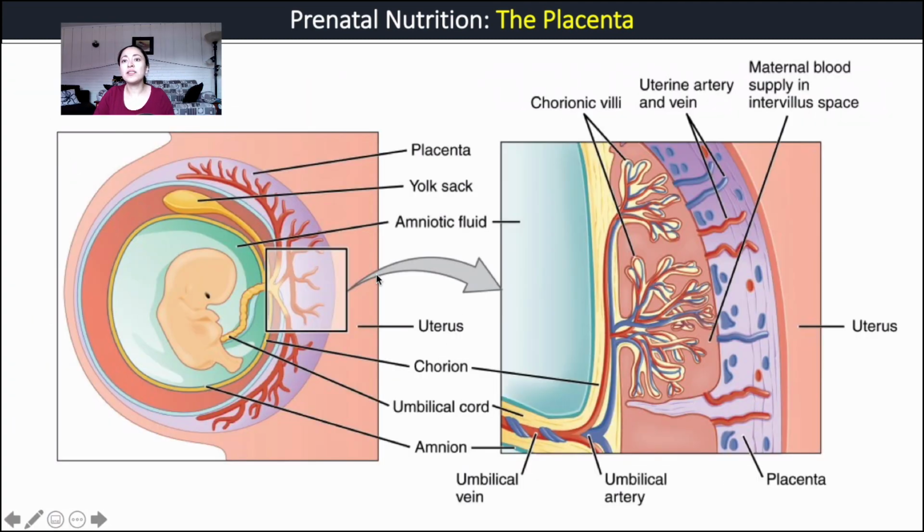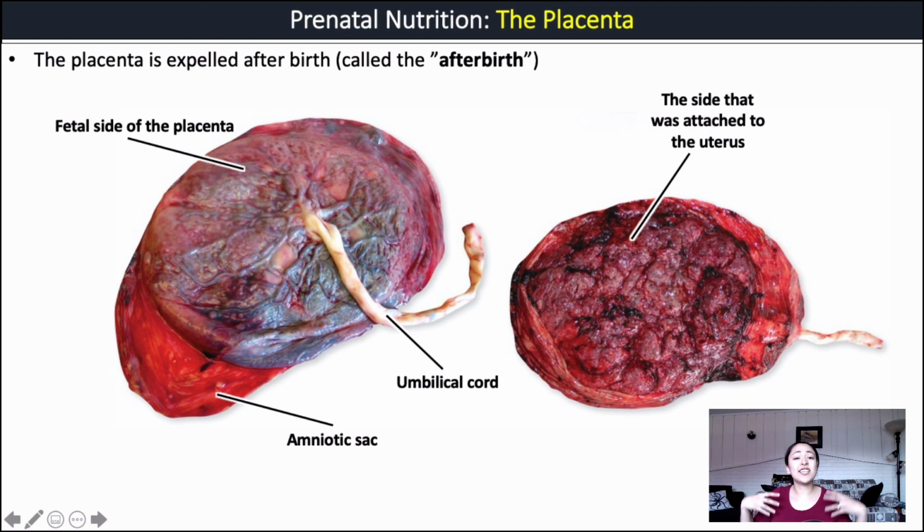Here's a close-up of the placenta. So we can actually see the umbilical cord here. Here is the placenta over here. If we zoom in, we can see the umbilical vein shown in red and the umbilical artery shown in blue. These branch into much smaller vessels in the chorionic villi, these little branches. And here is the maternal blood supply surrounding the chorionic villi, and exchange of nutrients and waste are happening across the small barrier here. The placenta is actually expelled after birth, and this is what we call the afterbirth.